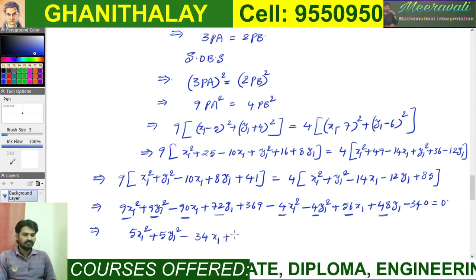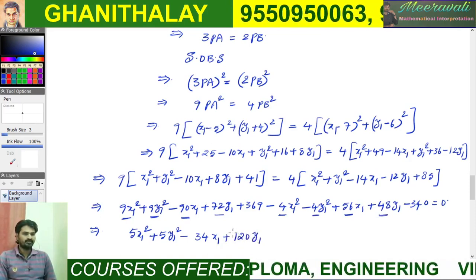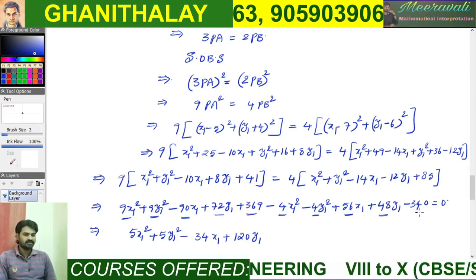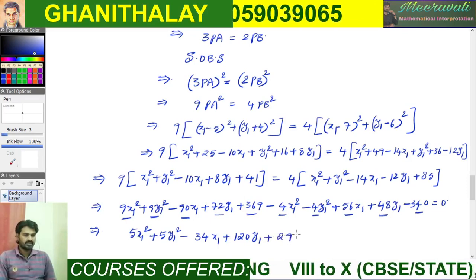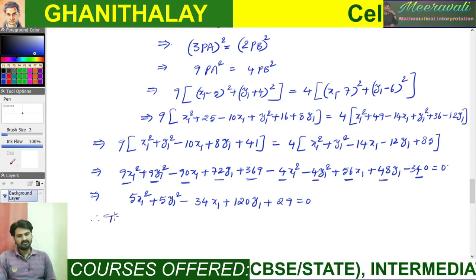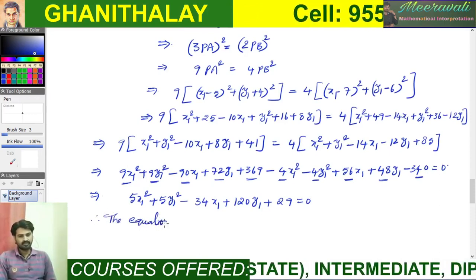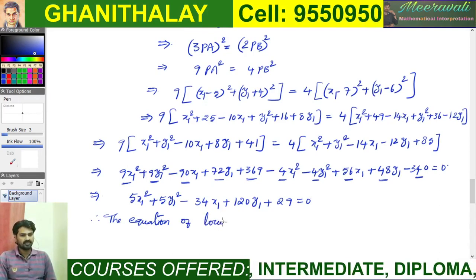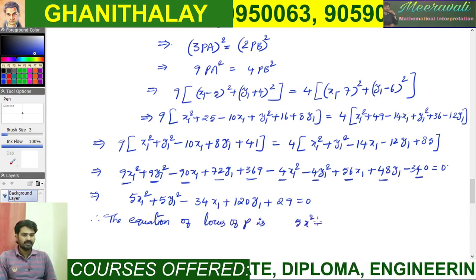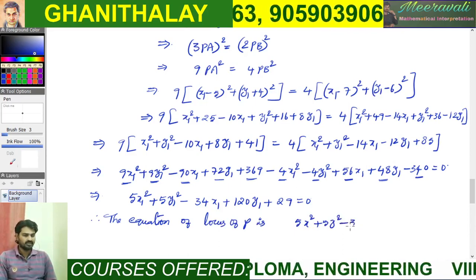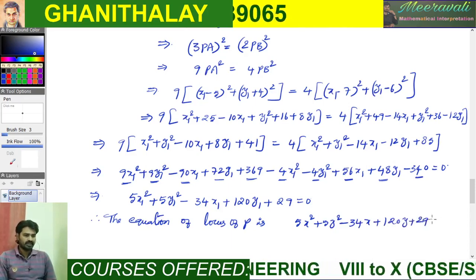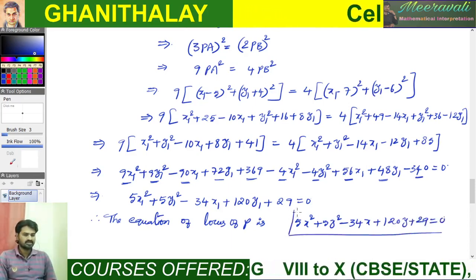So finally 120y1. Next the constant, 369 minus 340 plus 29 is equal to 0. So finally you can write, therefore the equation of the locus of P, you can remove the subscripts: 5x square plus 5y square minus 34x plus 120y plus 29 is equal to 0. This is the answer. This is a very important sum.